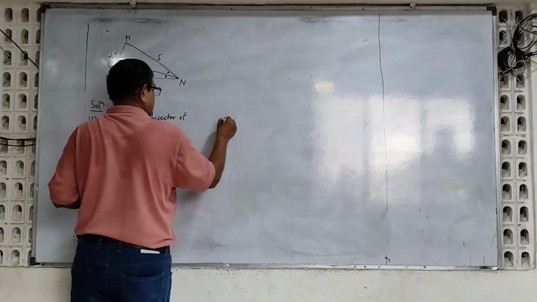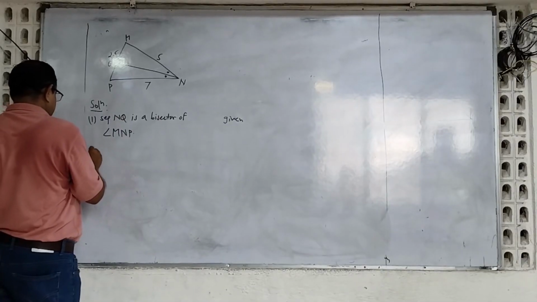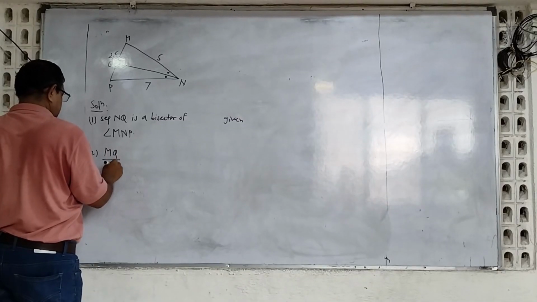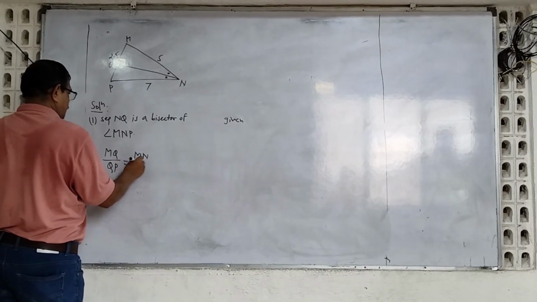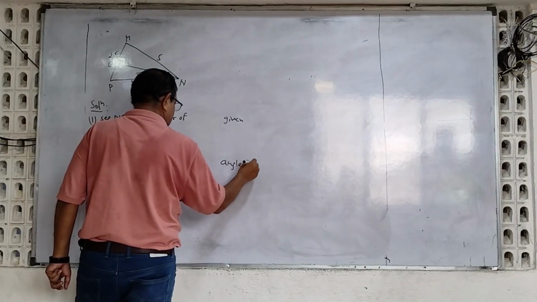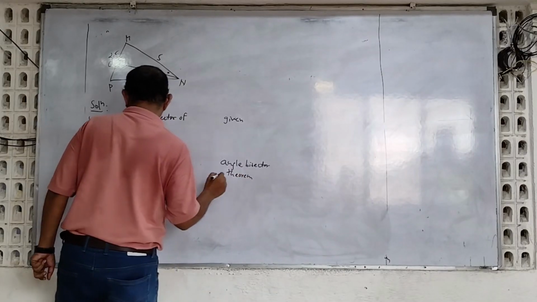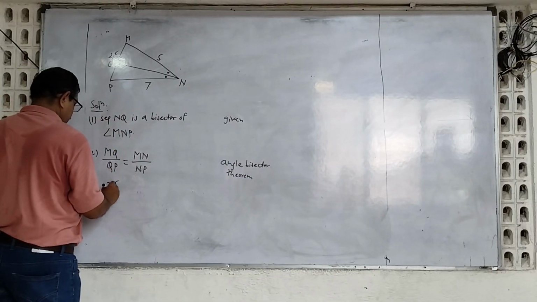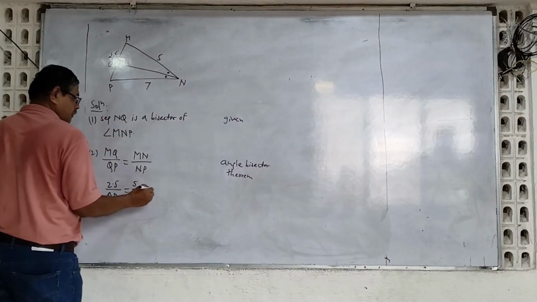Reason is given. And so, as I told you, since it is given as a bisector, I have to apply the angle bisector theorem. So again, MQ upon QP is equal to MN upon NP. Reason: angle bisector theorem. Now substitute the values. MQ is given as 2.5, upon QP is equal to MN is 5 upon 7. Reason is given.